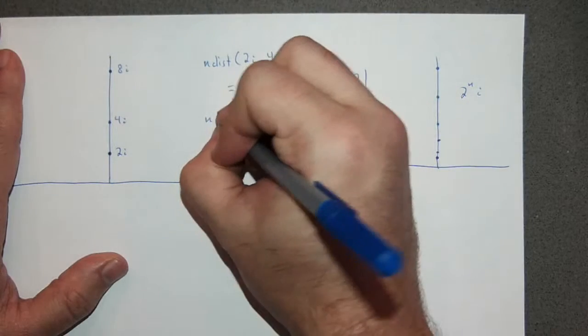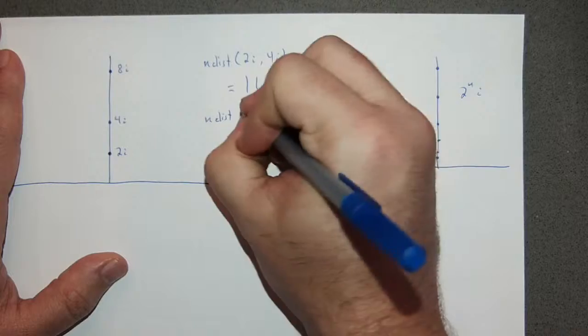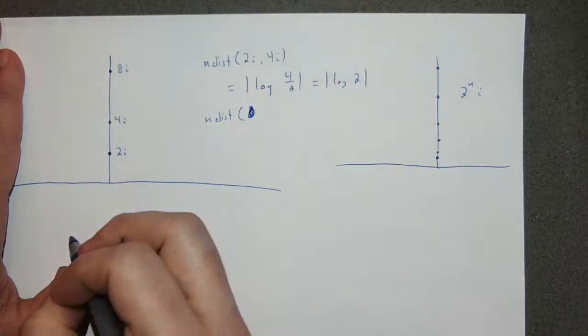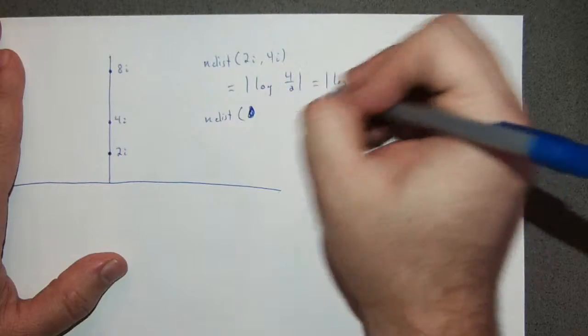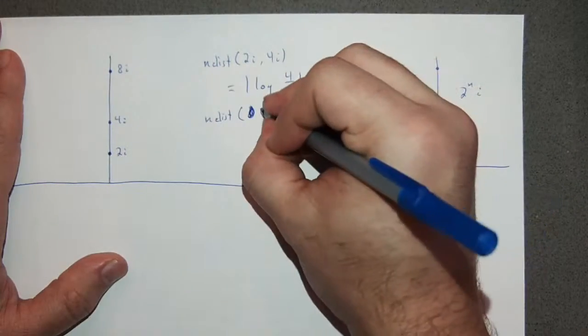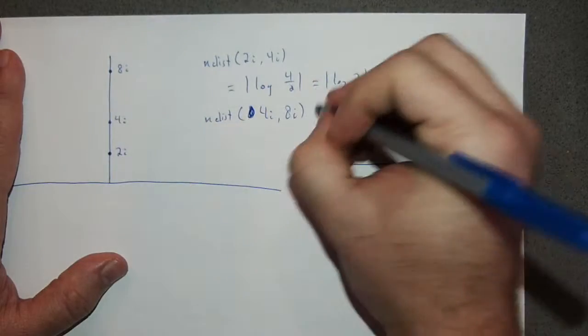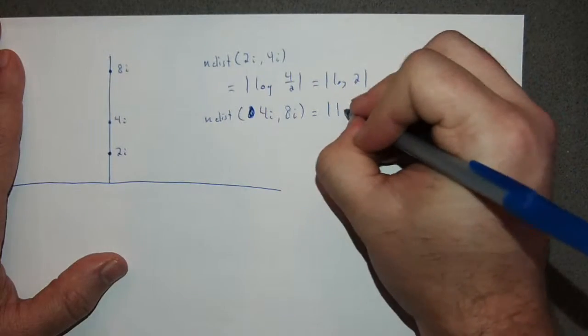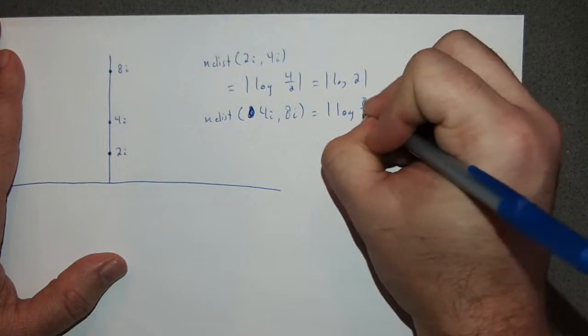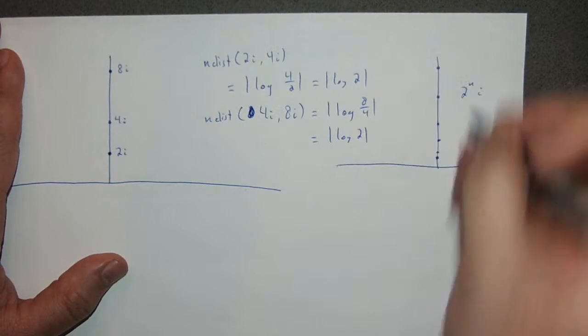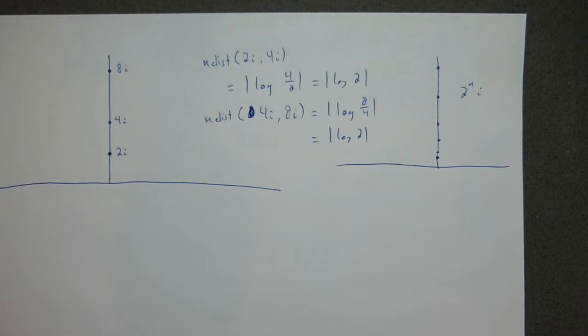What's the non-Euclidean distance from 4i to 8i? It doesn't matter, of course, what order I do it in, but just to keep it consistent, I'll do this one. So this is the absolute value of log of 8 over 4, which is the absolute value of log of 2. So these are equally spaced.